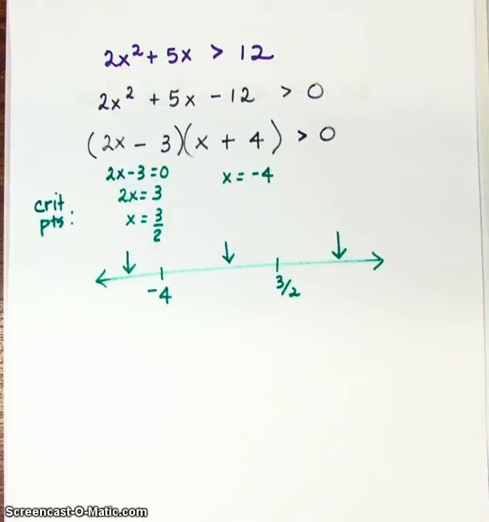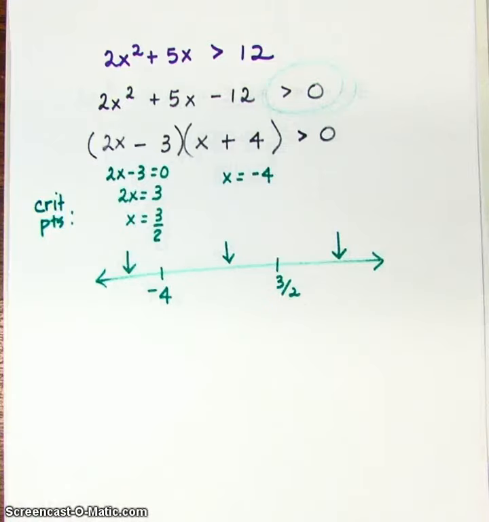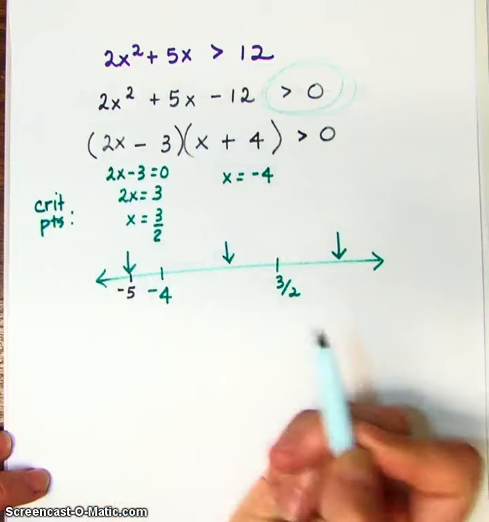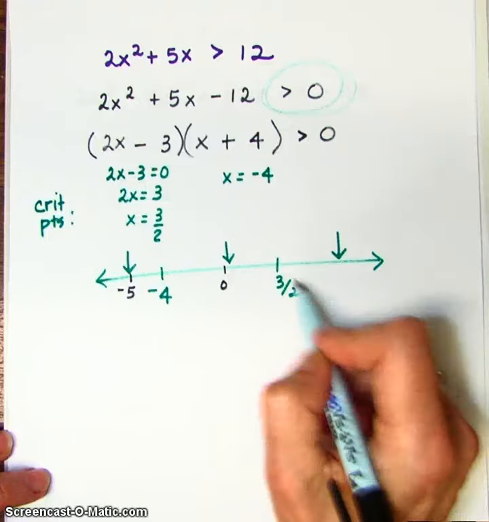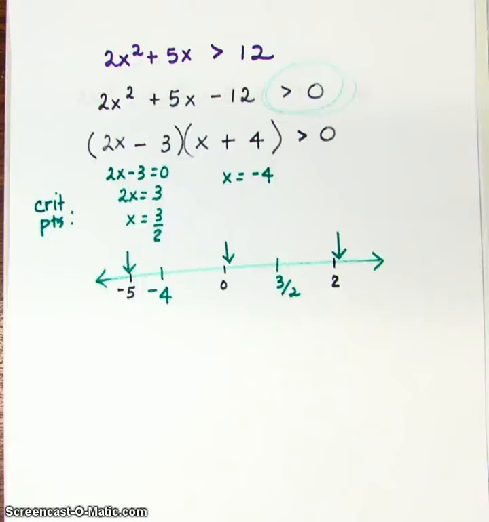Now, we need to check and see, going back to the original, where the value is greater than 0. Okay, so let's pick a value that is on this side of negative 4. How about negative 5? Let's pick a value in between. How about 0? And let's pick a value greater than 3 halves. How about 2? And we're going to test these points.